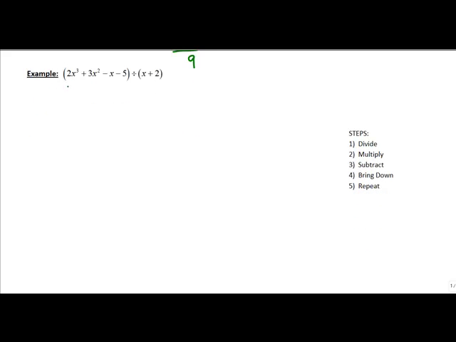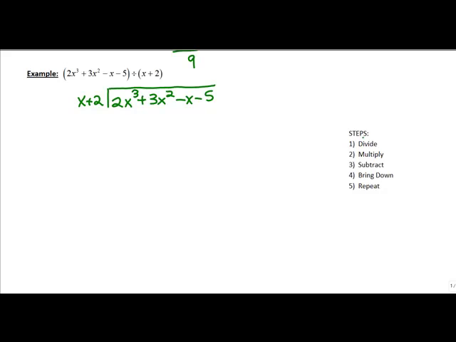So let's take a look. We are dividing 2x to the third plus 3x squared minus x minus 5 by x plus 2. Okay, so I've got the steps over here. We can look at those.